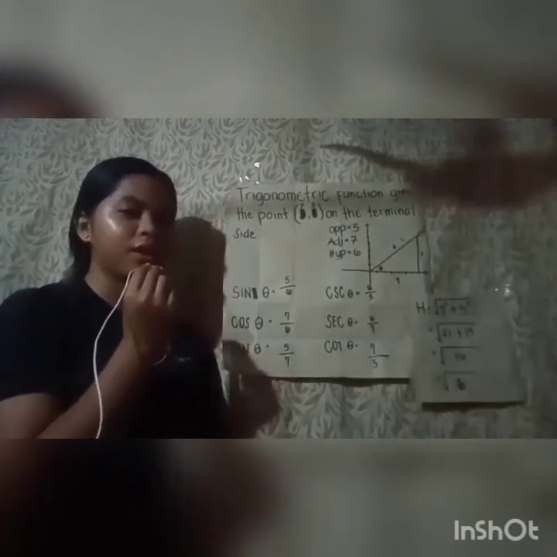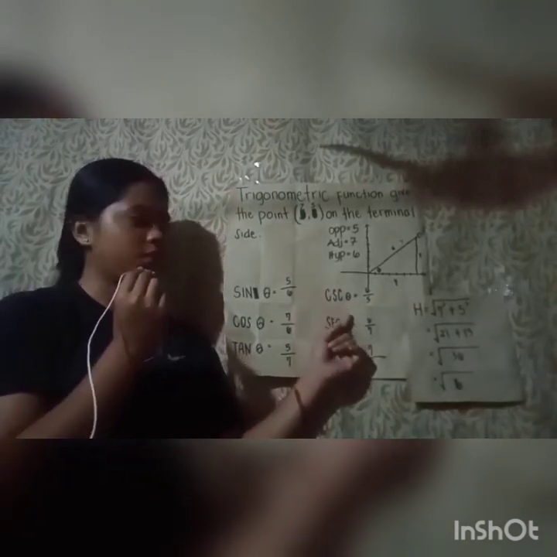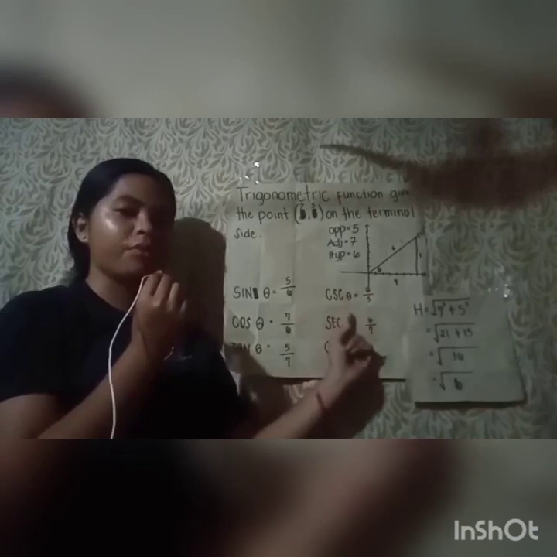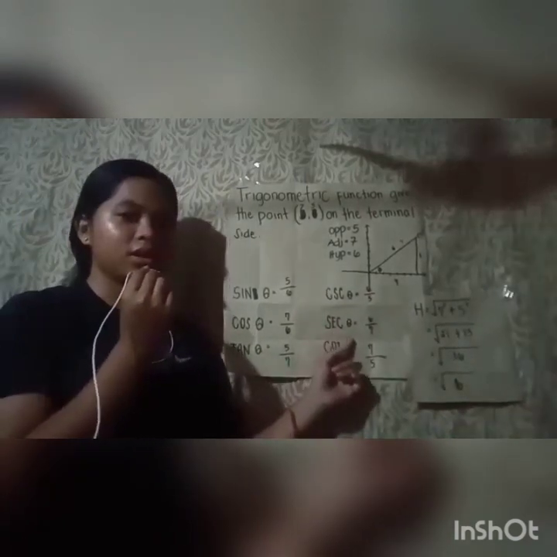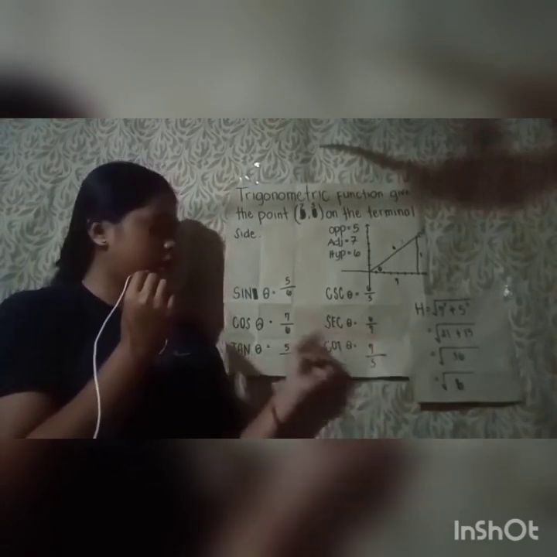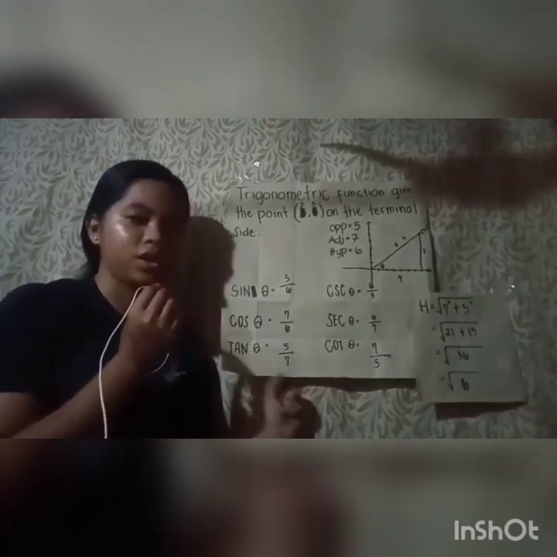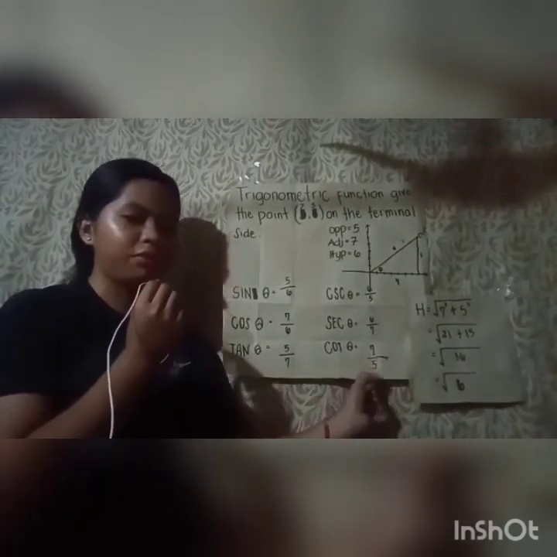For the reciprocal functions, the cosecant of theta, the reciprocal of the sine, is 6 over 5. And the secant, the reciprocal of the cosine, is 6 over 7. And the cotangent, the reciprocal of the tangent, is 7 over 5. That's all.